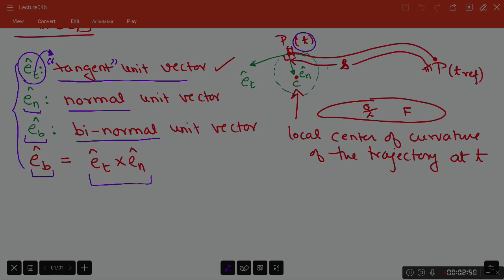The next question is, what are the definitions of the tangent unit vector and the normal unit vector? To describe these two vectors, I refer to the figure shown on the slide. As usual, we have a reference frame F. We have an observer who is observing the motion of a particle. That particle is P. This point is the location of the particle at the current time instant t.